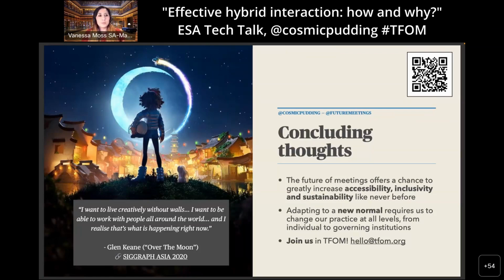And so there's a quote on the left from Glenn Keane. That was a conference I would never go to in person because of SIGGRAPH, I'm not a computer graphics person, but because of the new ways that silos are breaking down, so much more is possible now than it was before.